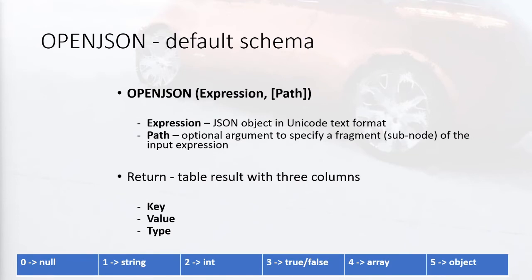So OpenJSON with the default schema: when you don't specify a schema for the return result, the OpenJSON function returns a table with three columns: key, value, and type. The key is the name of the JSON property or the index of a JSON element. The data type of the column is nvarchar 4000, and the column does not allow null values. The second column is value. This is the value of the property or index defined by the key column. The data type of this column is nvarchar max, and nulls are allowed. The third is type. This is the JSON data type of the value. The data type of the column is tinyint, and you are actually getting a number between 0 and 5. And you can see in this table the values and appropriate descriptions.